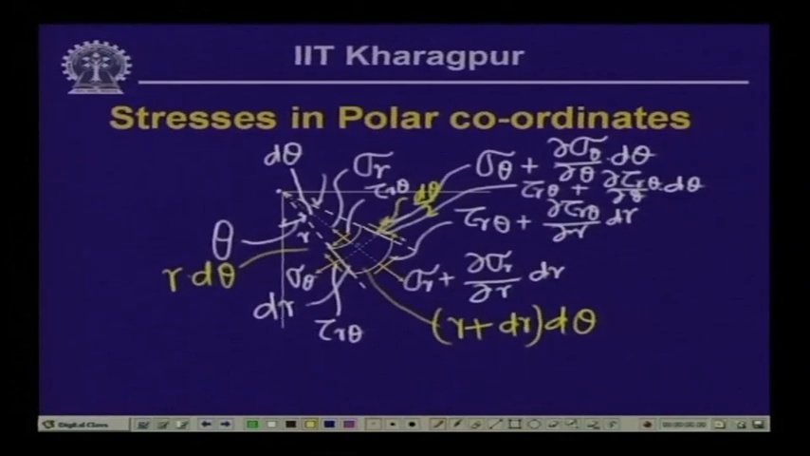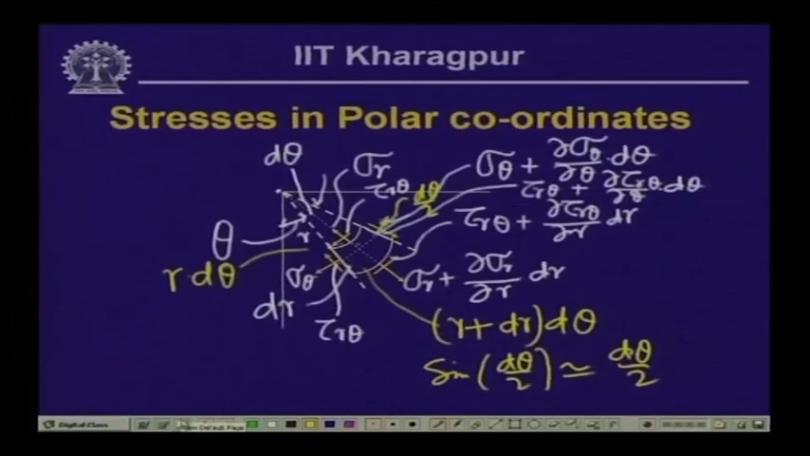Also, we have the tangential stresses on this surface, which are in the radial direction, and sigma theta will have a component in the tangential direction and also in the radial direction. The component in the radial direction will be sigma theta times sine of d theta by 2, and d theta being small, we can approximate sine d theta by 2 as equal to d theta by 2.